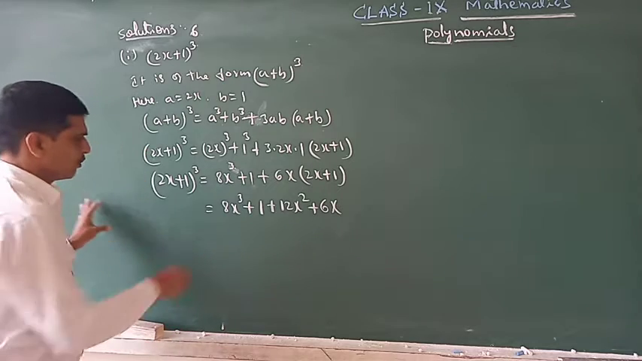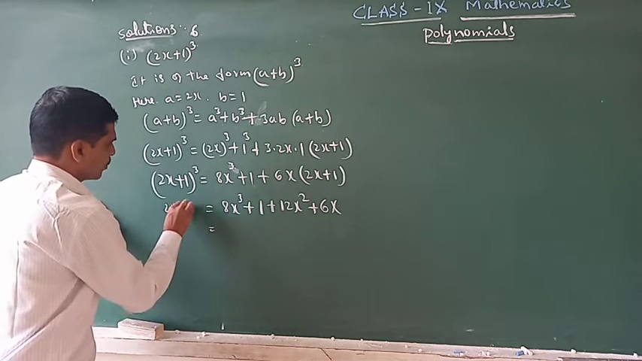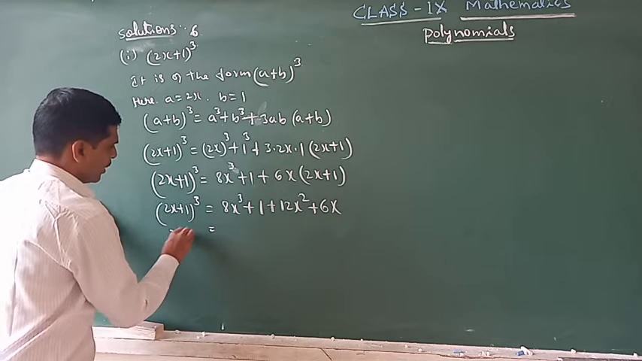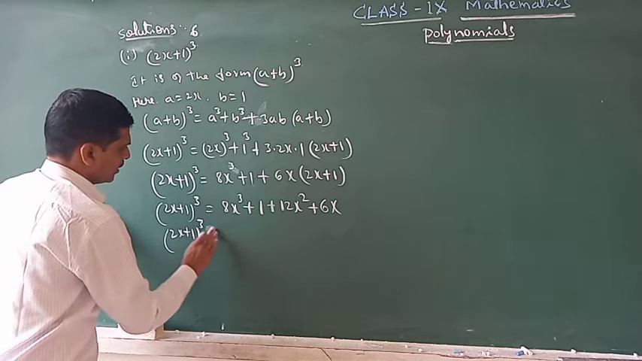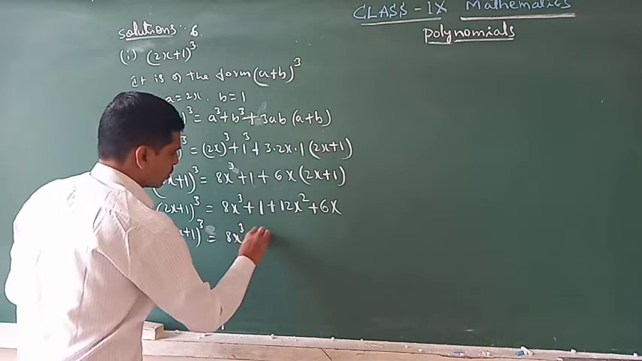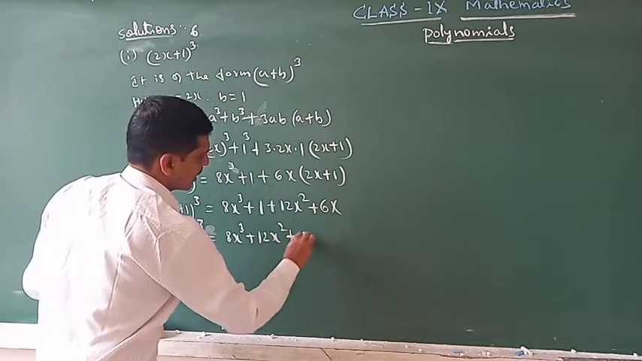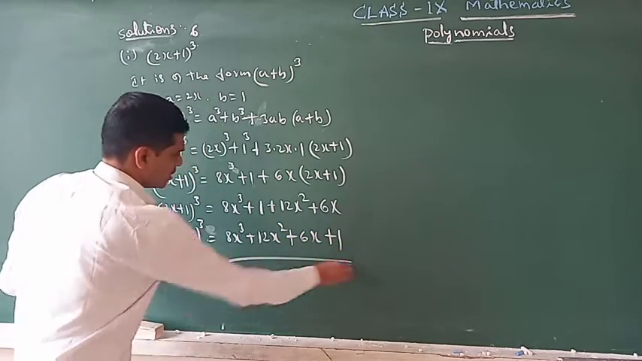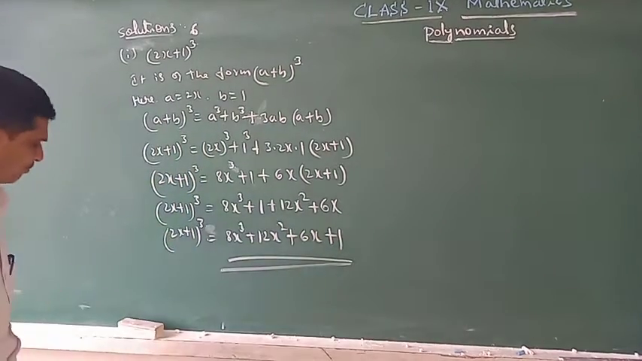So you want to again simplify (2x plus 1) whole cube. It is equal to 8x cube, consider this standard form, plus 12x square, plus 6x plus 1. So this is our required solution.